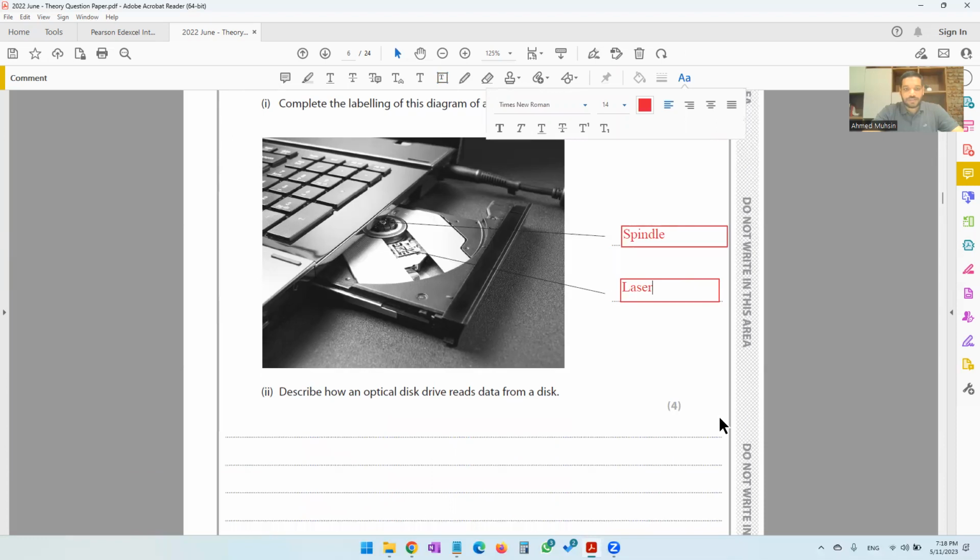The next question says, describe how an optical disk drive reads data from a disk. So we are supposed to describe the process. So over here, we have a laser now. So what happens is the laser will read data from the optical disk. So how does it read data? This is what happens.